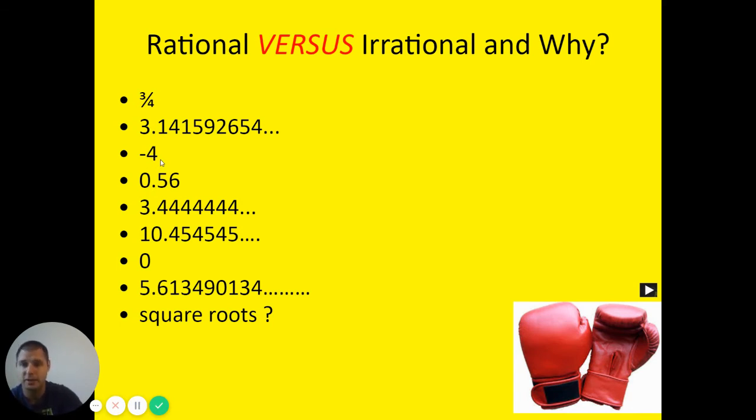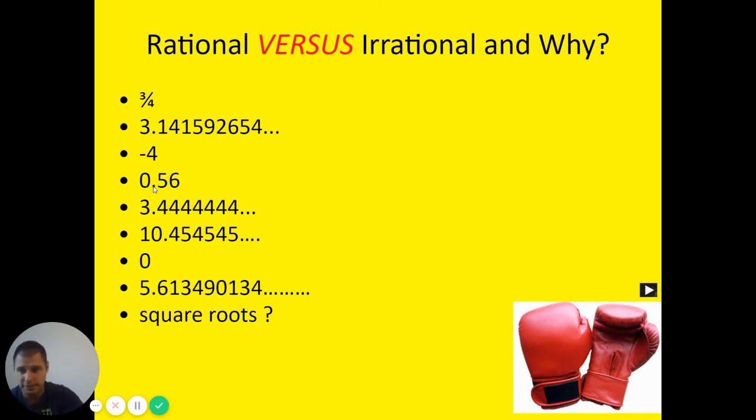You could put it as -4 over 1. Any number, any integer, you could take that integer and put it over 1. So therefore, it can be written as a fraction. So it's rational. Now, you could also write that as -4.0, right? So since the decimal stops, it's rational.